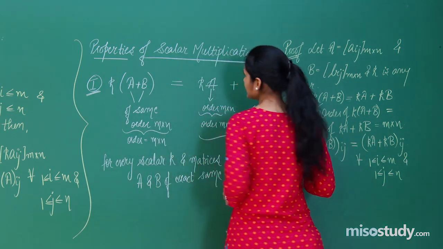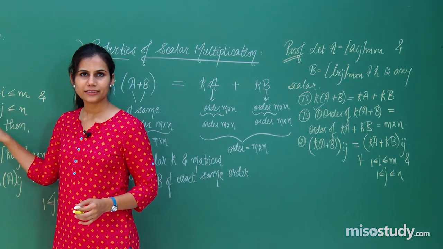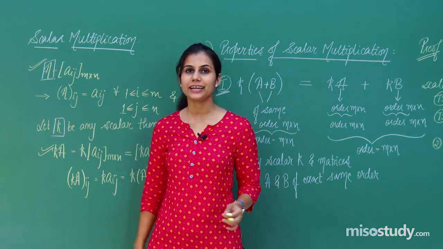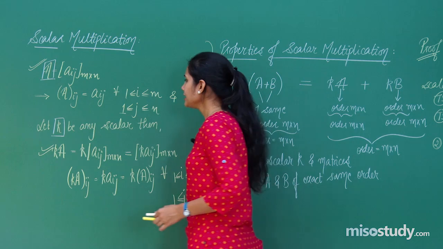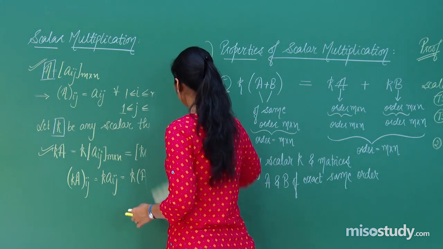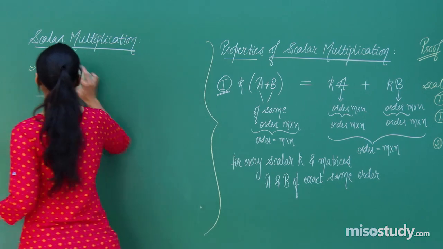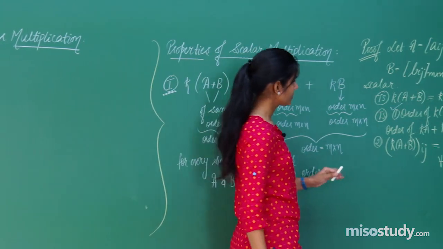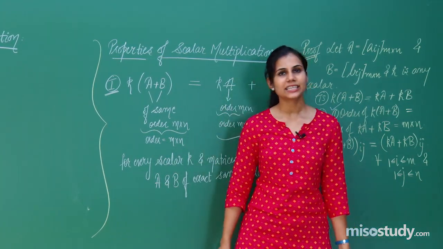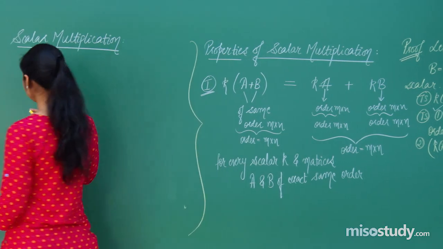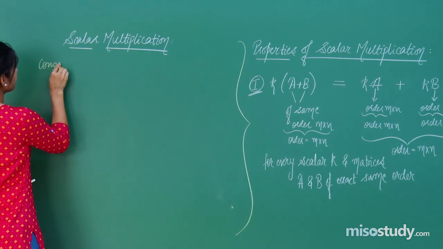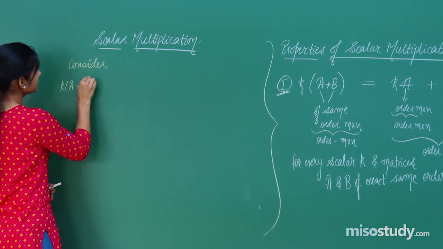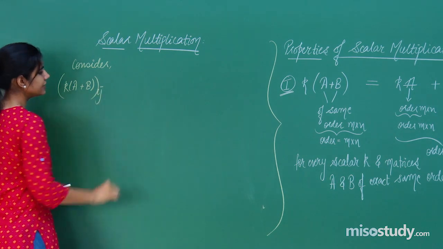Do not forget this concept: the ijth element in K times a matrix is K times the ijth element in that matrix. Keeping this in mind, let us focus upon the proof of the second part. Let us see how we are going to prove that. So here let's pick up the ijth member sitting at the K times (A plus B) matrix. So if I consider that K times (A plus B) is the matrix, and of this matrix I am considering the ijth element.